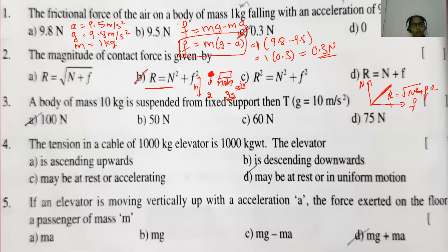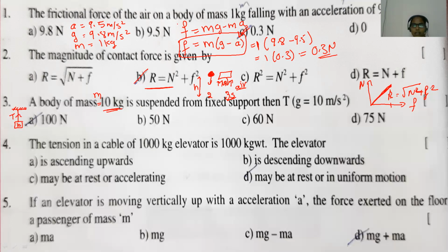Fine. Next one. A body of mass 10 kg, right children? A body of mass 10 kg is suspended from a fixed support. Then what is the tension in the string they are asking? See, like this one block is there, this 10 kg block is supported from some support on the wall. Imagine. So tension will be acting upwards.